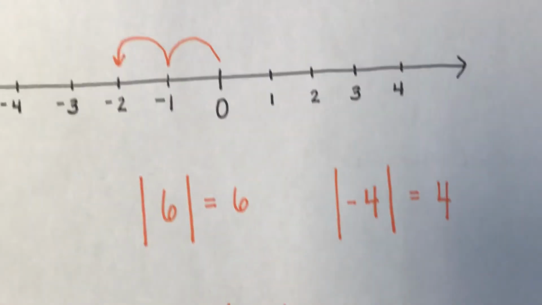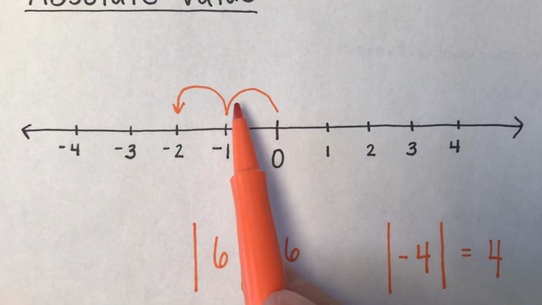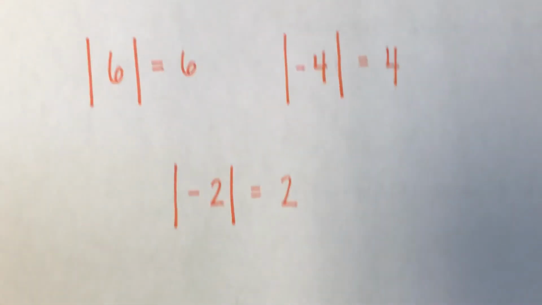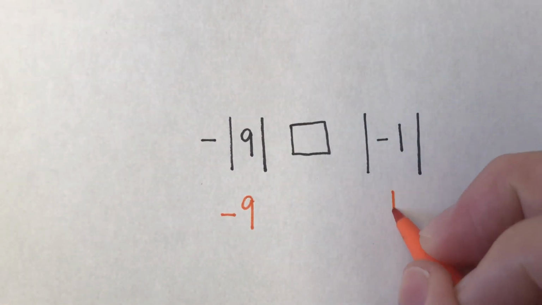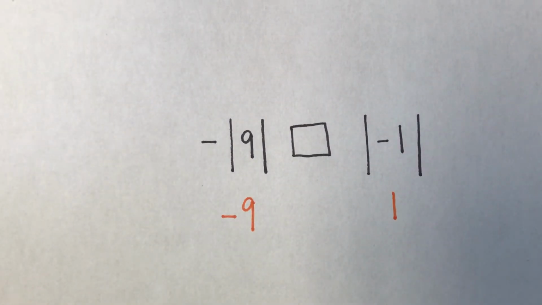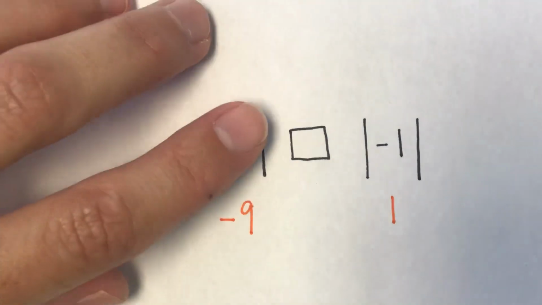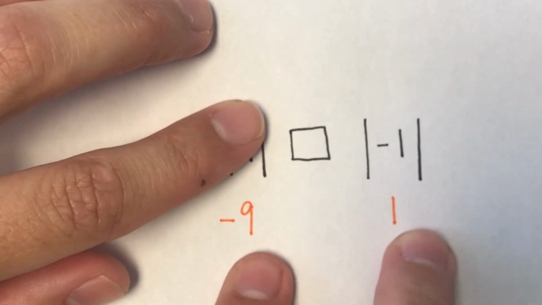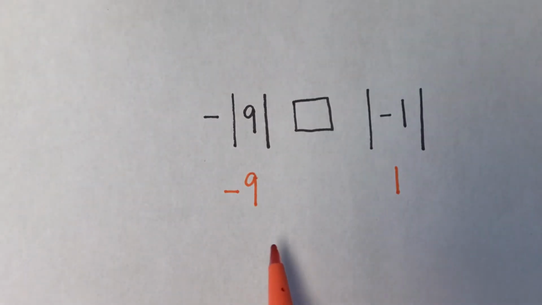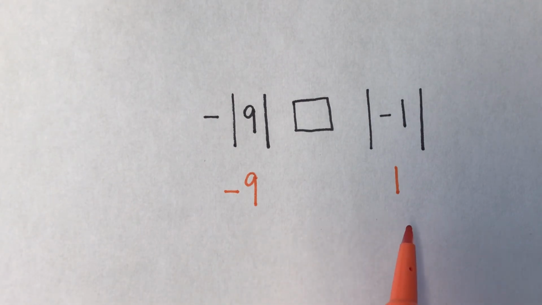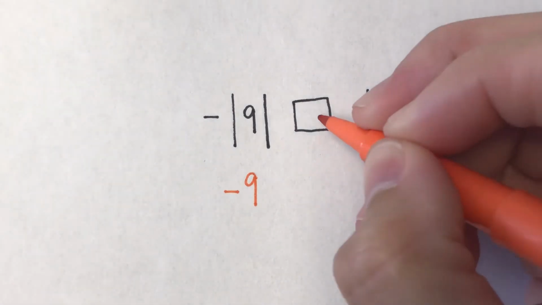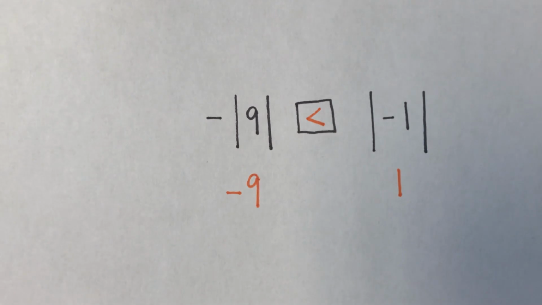So if I'm on 0, how many jumps do I take to get to -1? Well, that would be 1. Okay? So now I'm just comparing. If these confuse you, just get rid of those. Look at these two orange numbers. I'm comparing these two numbers, -9 and +1. Which one is bigger? Well, a positive is always bigger than a negative.